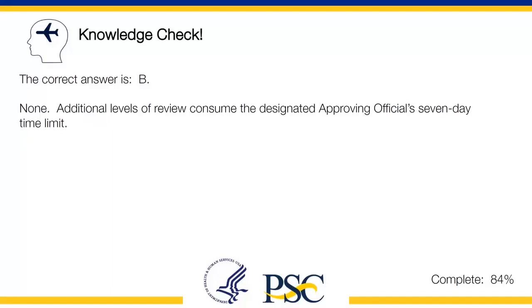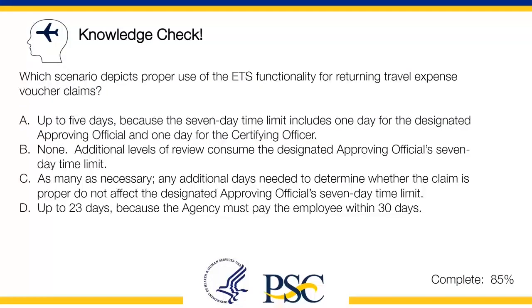The correct answer is B. None. Additional levels of review consume the designated approving official's 7-day time limit. Which scenario depicts proper use of the ETS functionality for returning travel expense voucher claims?